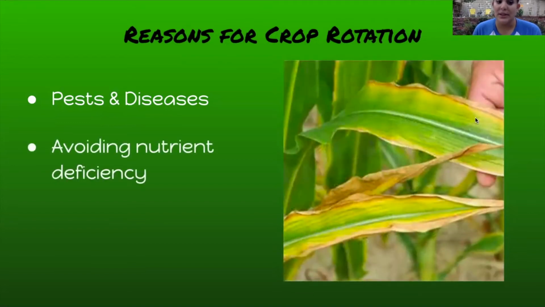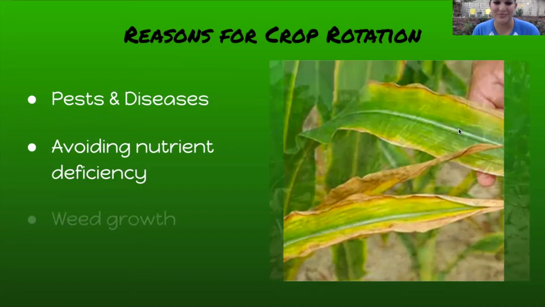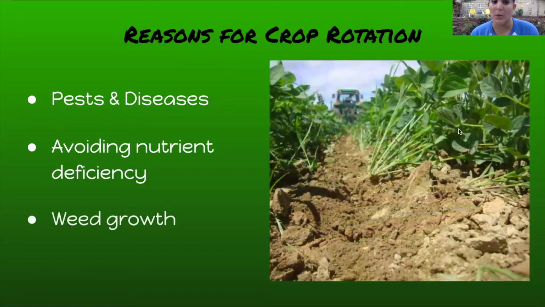Also to avoid nutrient deficiency. This is a picture of corn that has, I believe, a potassium deficiency. And if you keep growing corn in the same soil every year, the nutrients that the corn takes will be completely depleted. They'll be gone. So different crops take different nutrients. And so it's important to rotate those crops so that your nutrients have a chance to bounce back before that crop comes back again.